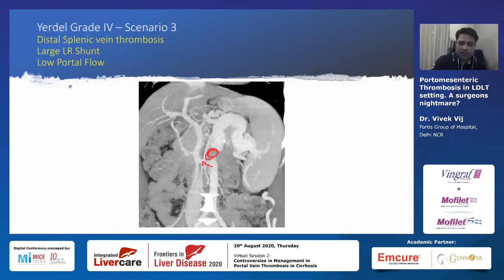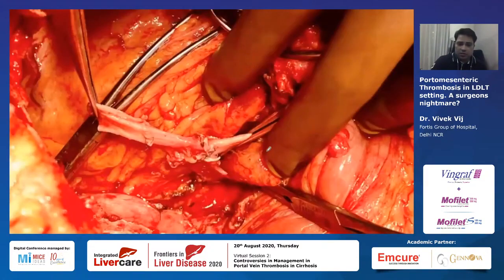And there was a big collateral going into the renal vein. So first of all, doing thrombectomy was very difficult here, because dissecting the splenic vein is sometimes very difficult beneath the pancreas. So what we did was a modified renoportal anastomosis in this case. We took a vein, and this vein was coming from the renal vein. So this is a graft put on the renal vein.